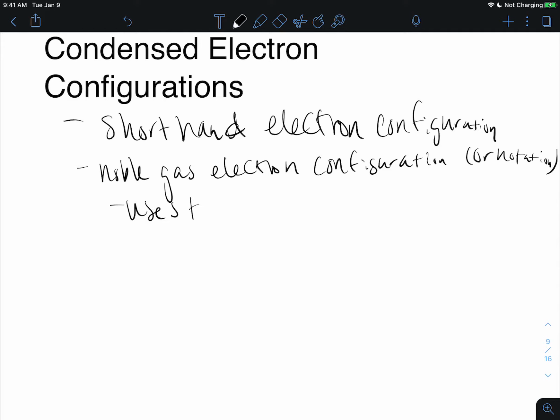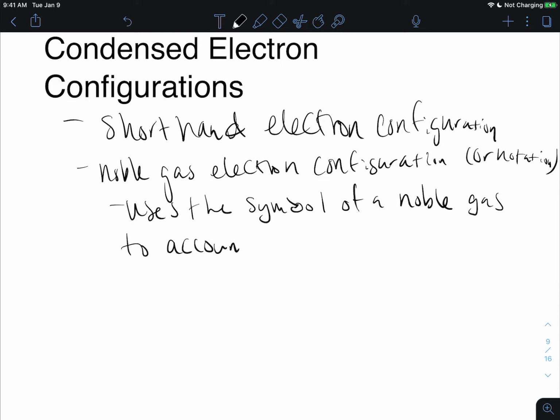So it uses the symbol of a noble gas to account for all core electrons. Okay.